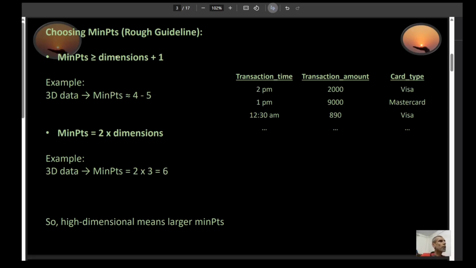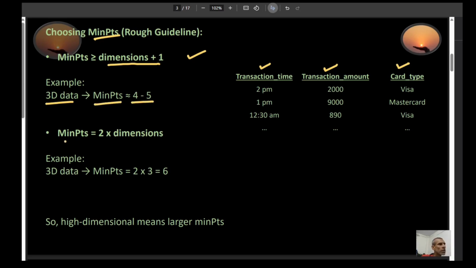Now the question is, how do you find these minimum points? Well, these are the rough guidelines. Your minimum points should be greater than or equal to the dimensions plus 1. So this is one guideline that you can use. For example, if you have three-dimensional data, take a look at this one. You have a transaction time, transaction amount, and what type of card it was. So you have three features over here, so this is three-dimensional data. In this case, my minimum points is going to be either 4 or 5. So 3 plus 1 is 4. So take 4 or 5.